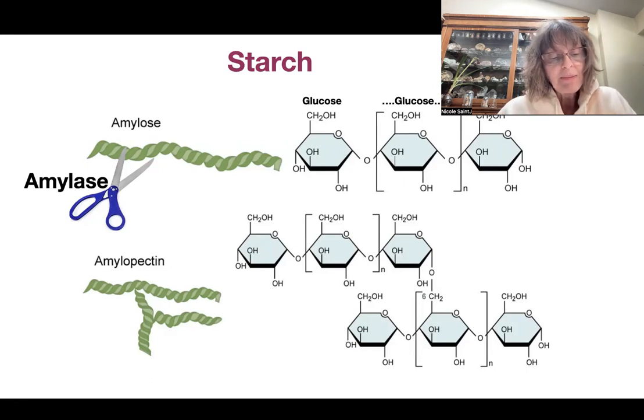So amylose, amylase, to get them not confused, you have to remember the suffix of the word. So sugars have the suffix -ose, whereas enzymes have the suffix -ase. Now, amylase is produced in 3 areas of our body.